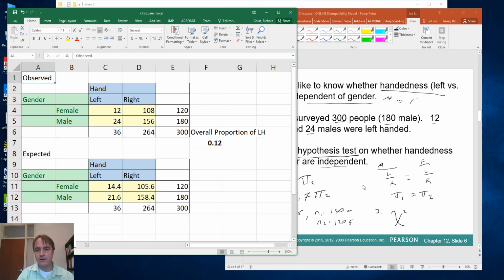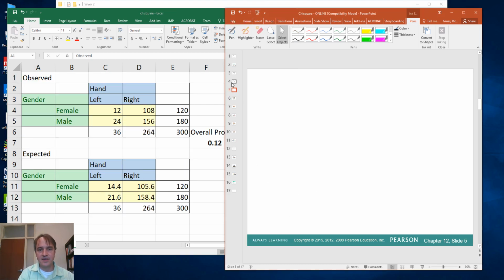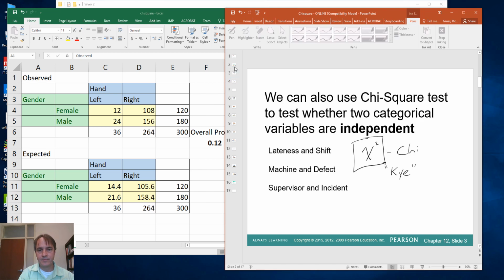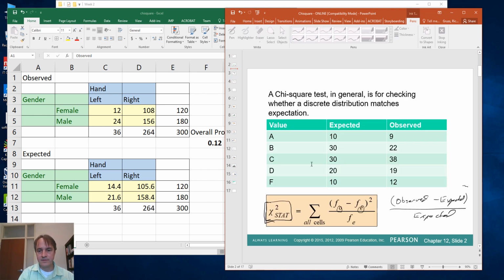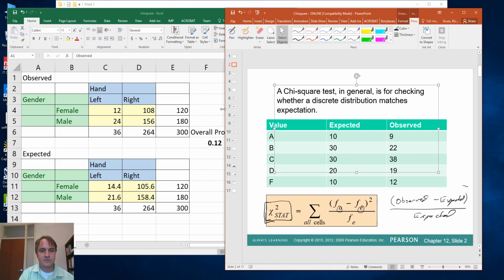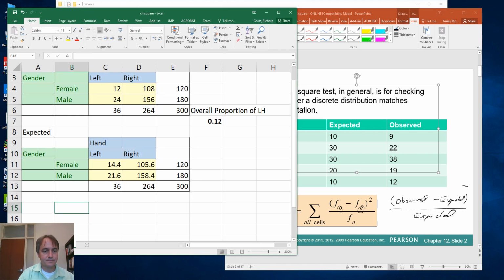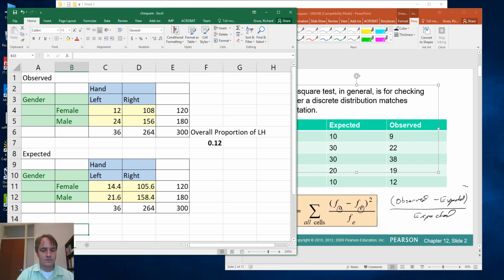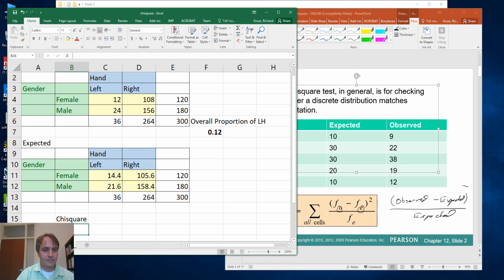Okay, and remember that our chi-square statistic is going to be the sum of all these observed minus expected squared divided by expected. Okay, so let's go ahead and do that. So the chi-square statistic is going to be equal to, it's going to be a big sum. In fact, maybe what I'll go ahead and do is do each of these blocks separately.